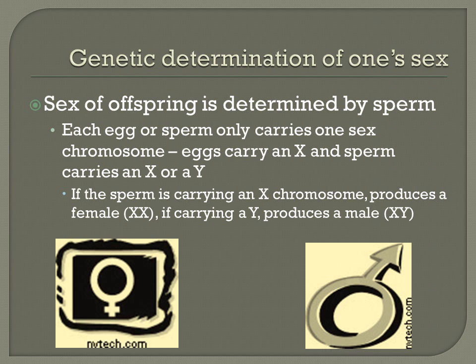So how is sex determined? To figure that out, we have to go back to the womb, or start with the womb, I should say. It's important to understand that the sex of offspring is determined by the sperm. Each egg or sperm only carries one sex chromosome. Eggs carry an X, and sperm carries an X or a Y. So it is the sperm that determines whether the fetus will be male or female. If the sperm is carrying an X chromosome, the result is a female. If the sperm is carrying a Y chromosome, the result is a male.